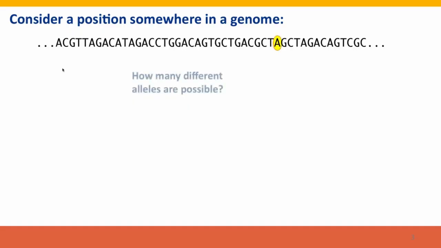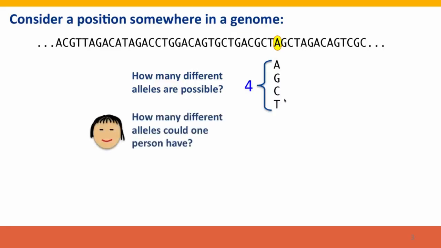Now let's think about genetic variation. How many different alleles are possible at this one position? Well, 4 alleles are possible because there are 4 bases. We could have an A or a G or a C or a T. What about in a person? How many different alleles could one person have? Well, a single person could only have 2 alleles because they only have 2 versions of the sequence.